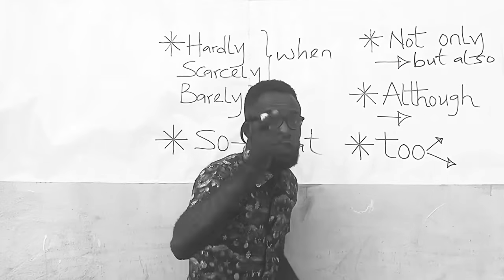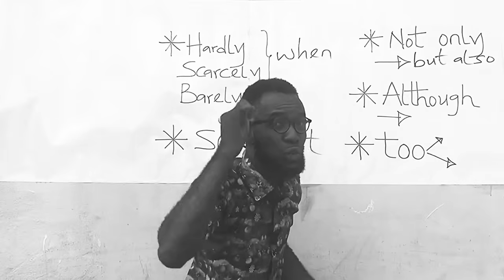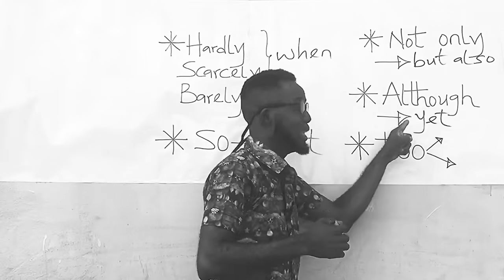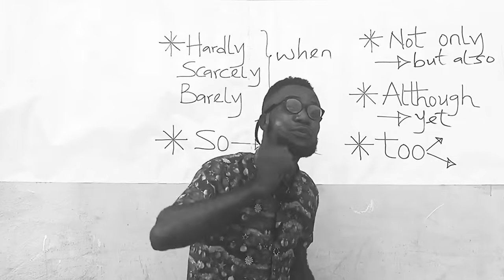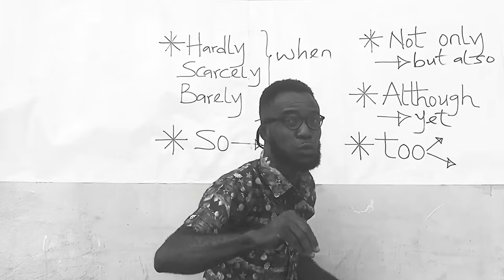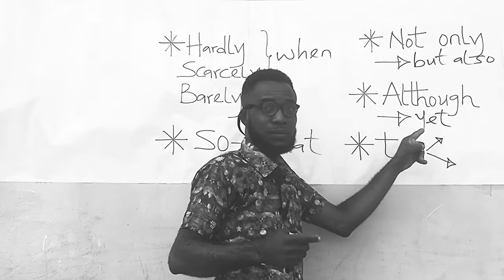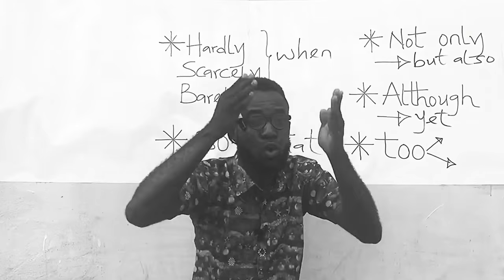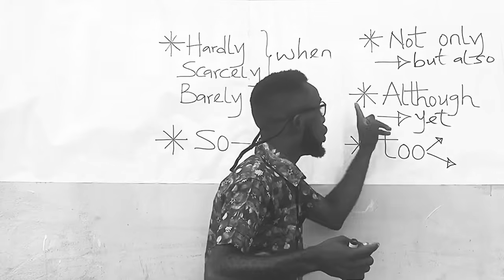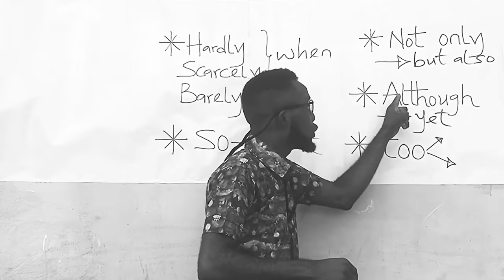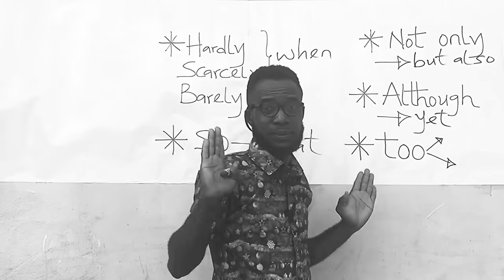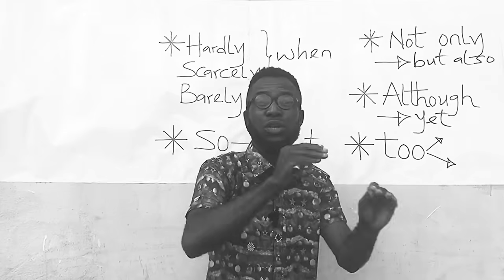Let us move on. The word although collocates with the word yet. Although yet. This means that if an English question contains the word although, then the gap in the question should be filled with the word yet. Also, if an English question contains the word yet, then the gap in the question should be filled with the word although. For example, although she prepared hard for the examination, yet she failed in it. I believe that is very much understood.